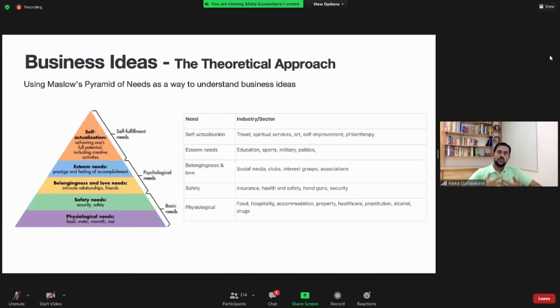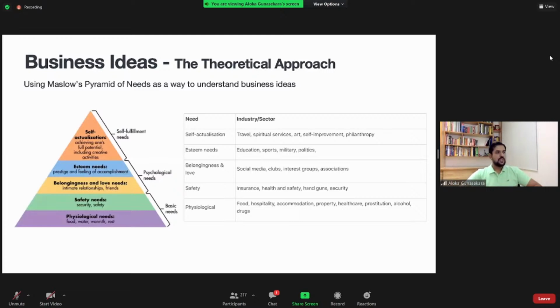Now, what is this pyramid of needs? It actually starts from the bottom. So you have physiological needs: food, water, warmth, and rest, things that you cannot live without. And then you have safety needs: security, safety, having a house, and so on. Belongingness and love needs are essentially intimate relationships, friends, and the network that you have through IEEE Innovation Nation, and so on. That's where you have the belongingness needs covered.